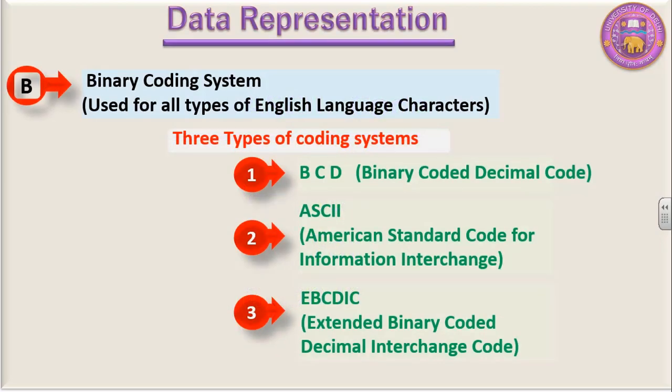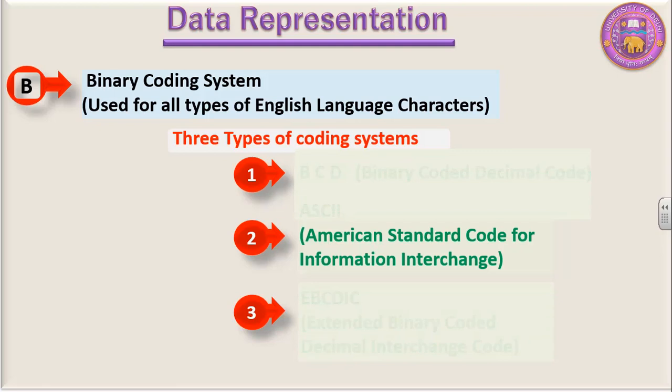We know that in case of binary coding system, which is used for all types of English language characters, there are three types of coding system. The first one is BCD, binary coded decimal code. The second one is ASCII, American Standard Code for Information Interchange, and the third one is EBCDIC, Extended Binary Coded Decimal Interchange Code. But in this class, our focus will be on the second point, that is American Standard Code for Information Interchange. It is ASCII.